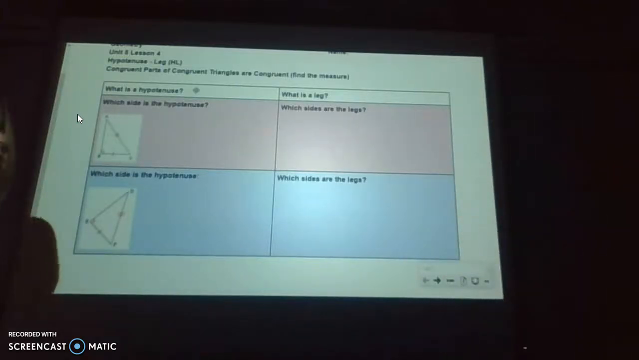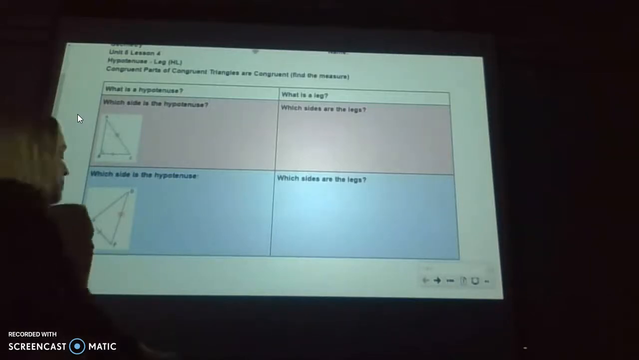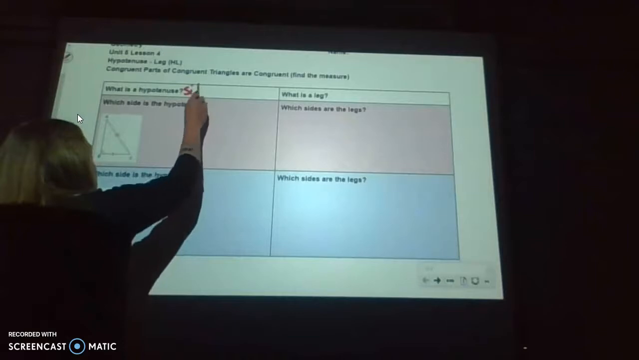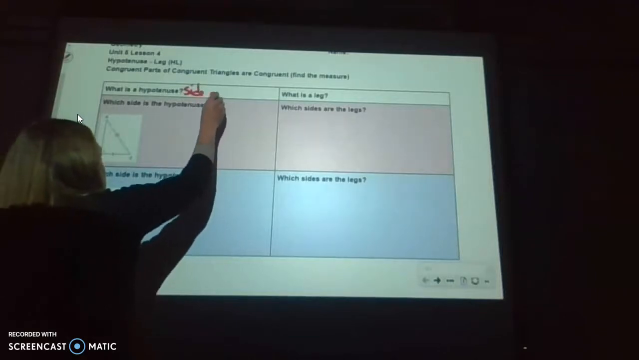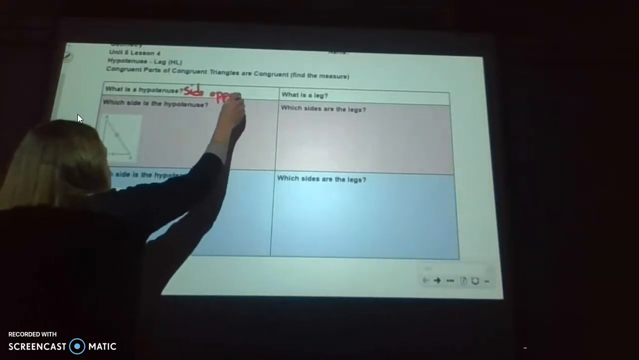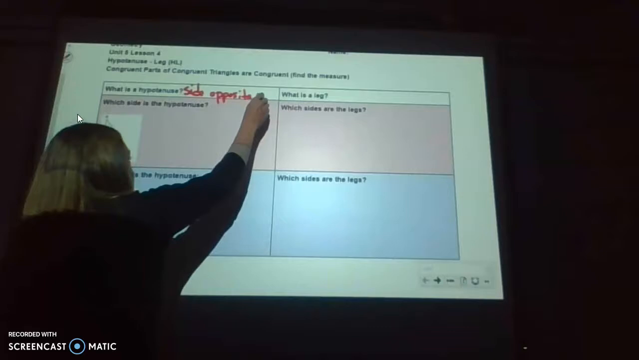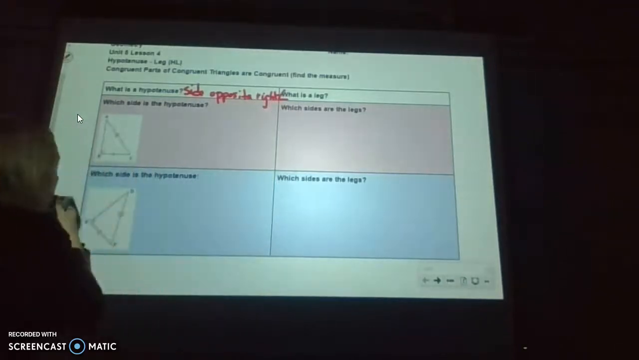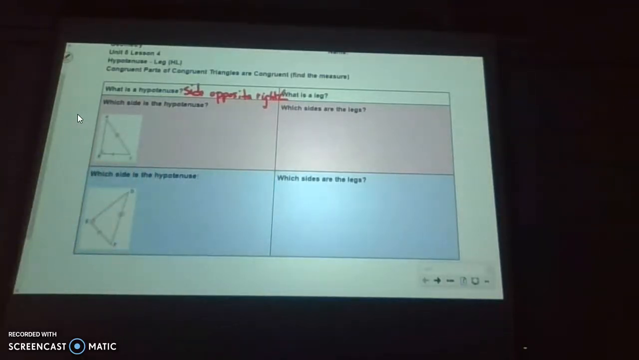Okay. We need to know what is a hypotenuse and what is a leg, though. Hypotenuse may be a word you've heard of. It is the side opposite the right angle. It's hard to put that in. Side opposite the right angle.